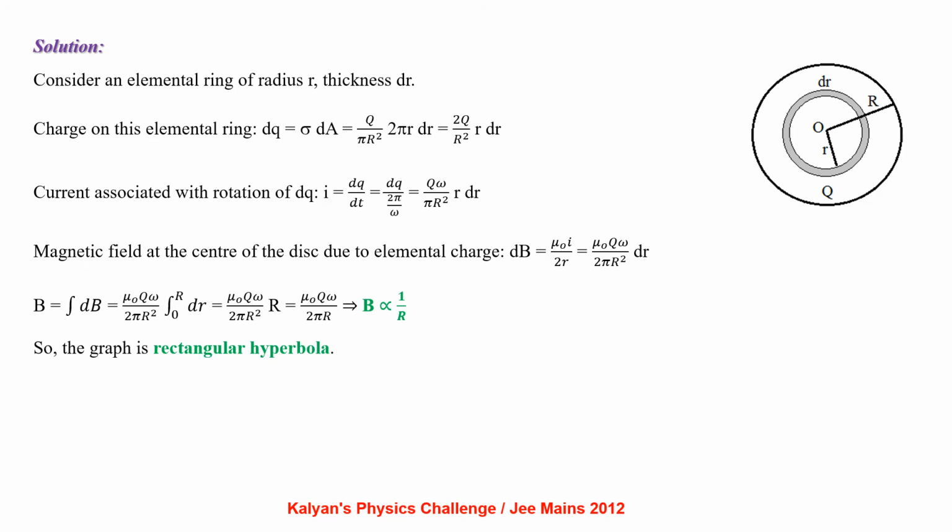Magnetic field at the center of the disk due to elemental charge, dB equal to mu naught I by 2r, so mu naught by 2 pi q omega by R square into dr. So total magnetic field B equal to integral dB, which gives us mu naught q omega by 2 pi R, from which we can see magnetic field is inversely proportional to radius, so the graph is a rectangular hyperbola.